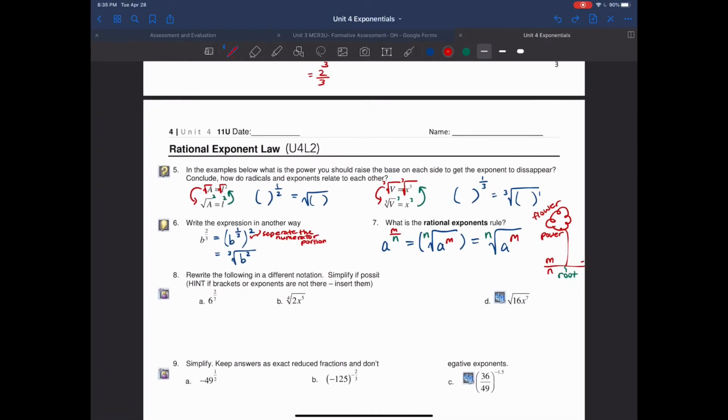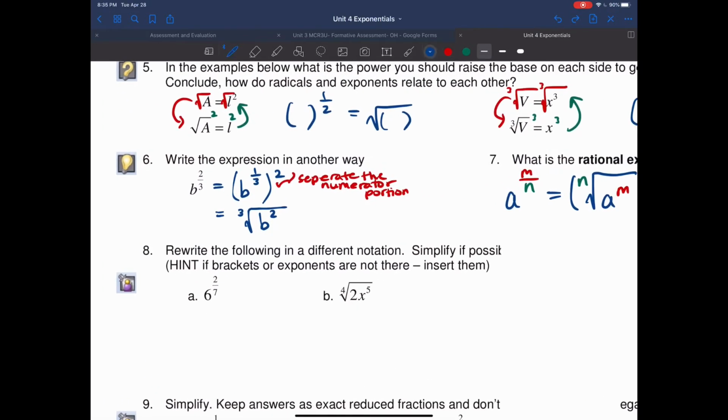On to 8. Rewrite the following in a different notation. Simplify if possible. Hint, if brackets or exponents are not there, insert them. So remember, from part 6, I'm going to separate this. I'm going to have 6.